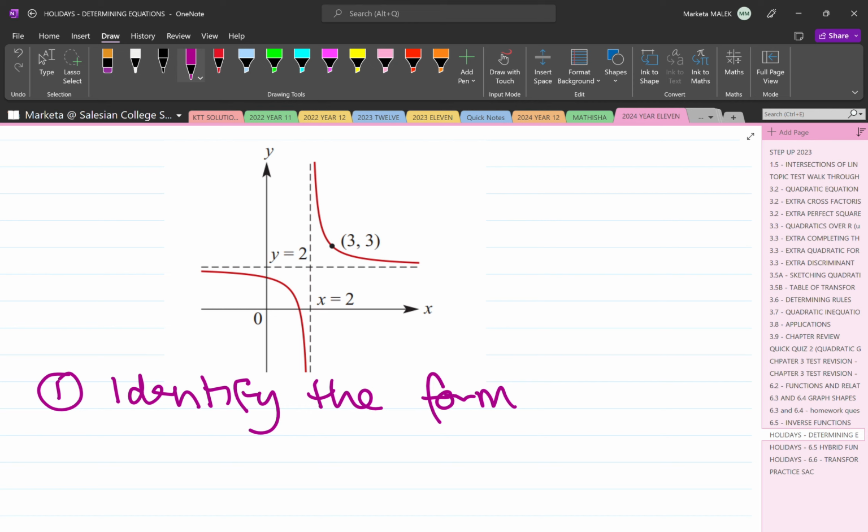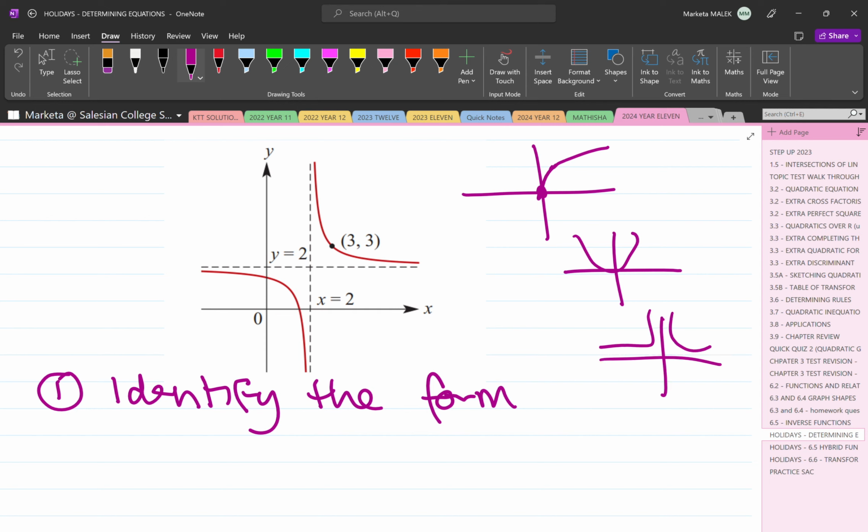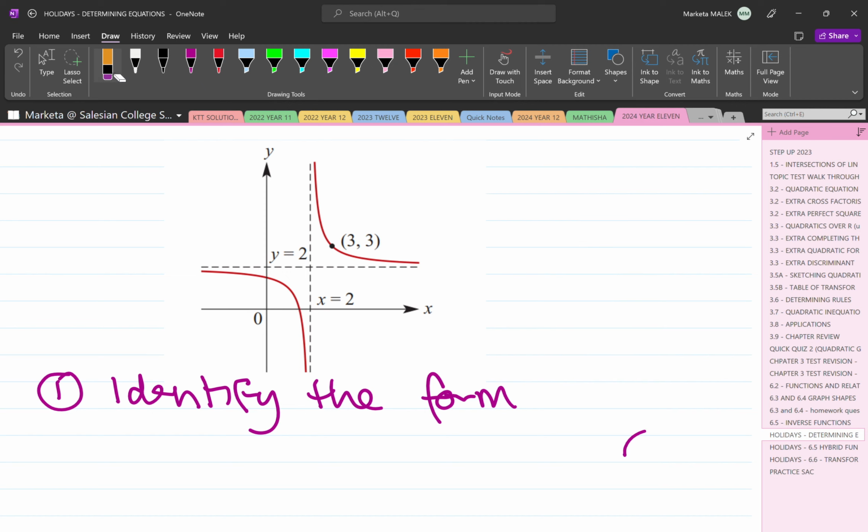well, if we think about the different forms we know, we have the root graph, which we just did. I might draw them. So we have a parabola, we have truncus, we have circles or semicircles, which we may not have learnt quite yet, and then of course we have hyperbola. So the one we see here is a hyperbola, so we're going to have to put it in the form of a hyperbola.